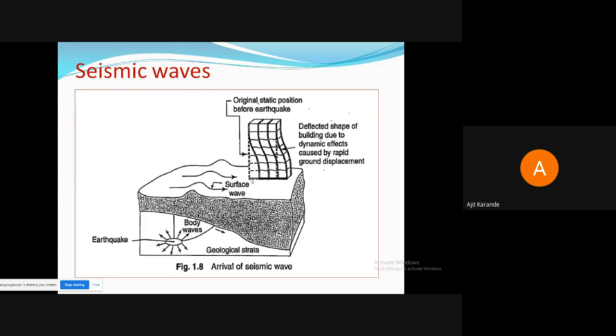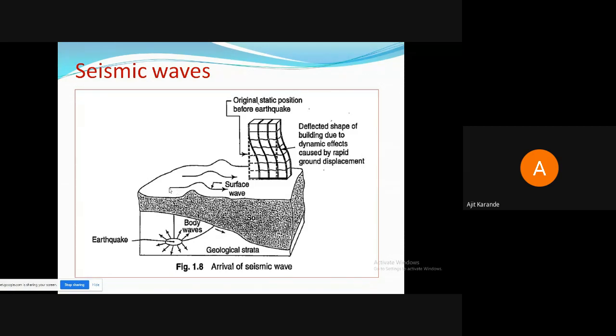For resisting this particular drift, we must use some ductile material during the construction of buildings. We cannot use only concrete material for construction purposes. You must use steel along with concrete, so that the structure can resist all different types of ground movements or ground shakings.